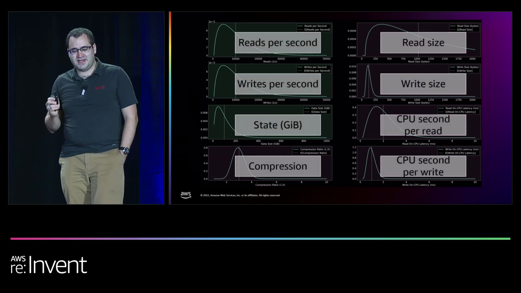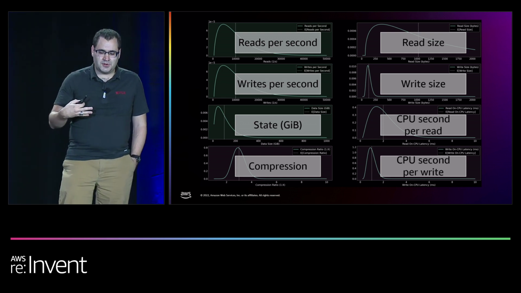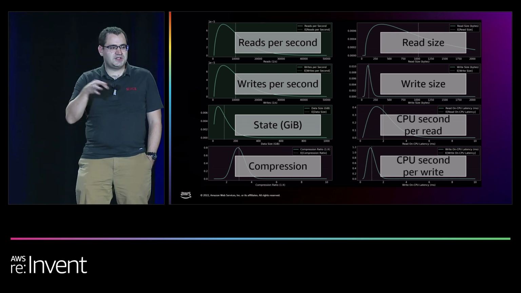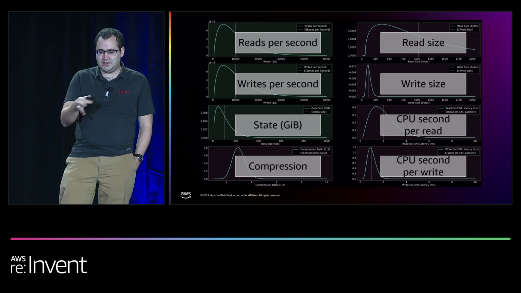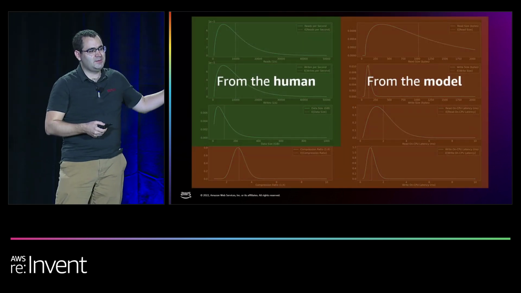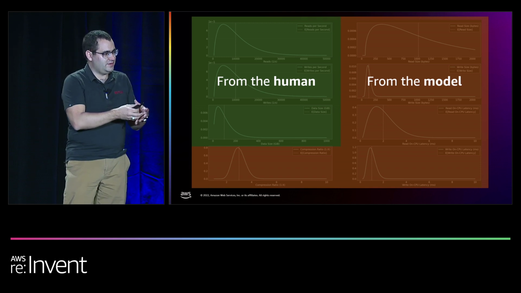All right, so we've got our reads per second, we've got our writes per second, we've got our state size. And then the model is actually going to bring compression, read size, how big are reads, how big are writes, how much time does it cost on CPU to read and to write. So we can see that most of the inputs are actually coming from the model author. The user is actually giving you a relatively small number of inputs.